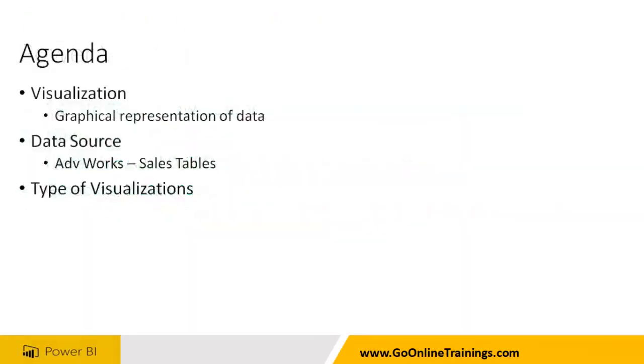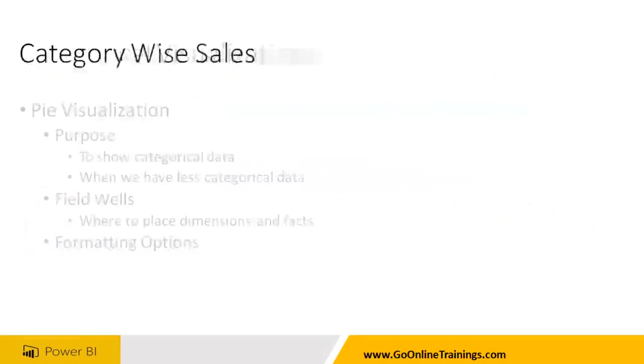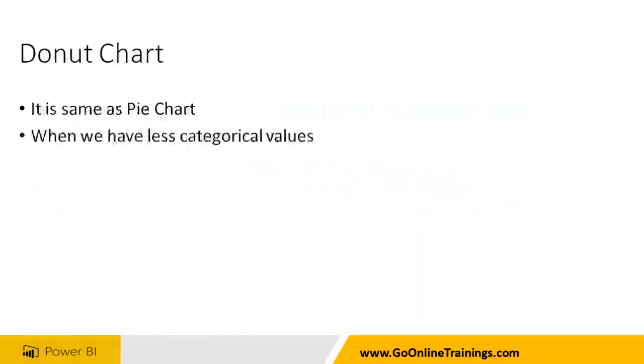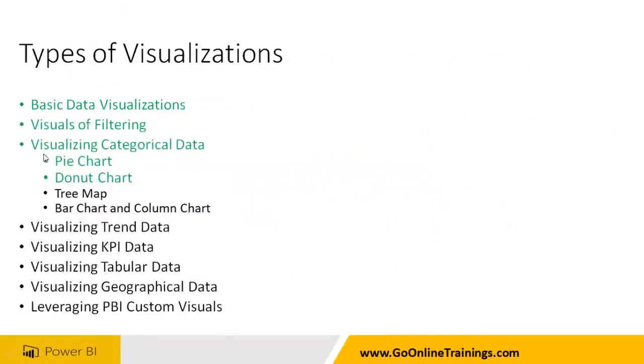We've spoken about a lot of things today, right? We've spoken about the pie chart, donut chart, tree map, bar and column. And tomorrow we'll complete bar and column. Then we'll see a lot of other things.